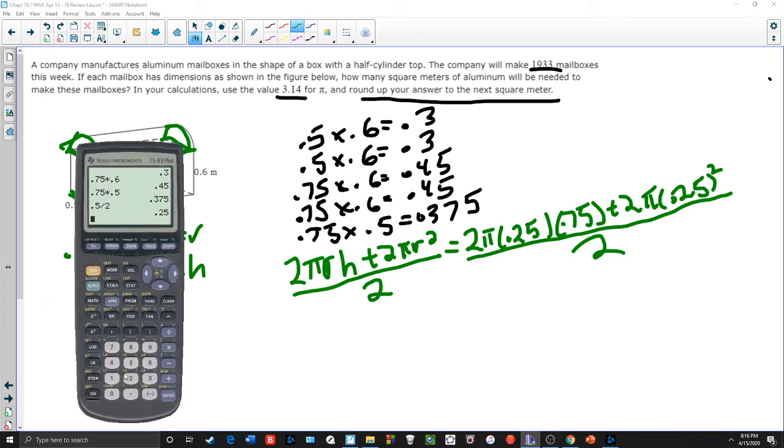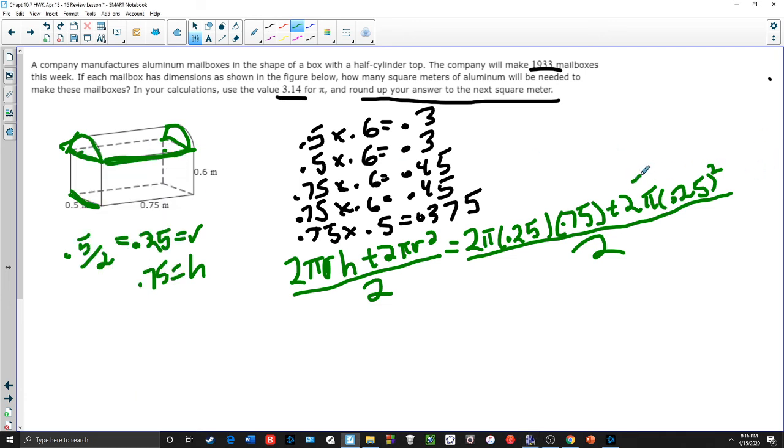So let's go ahead and figure this out. It says use 3.14 for pi, so that's what I'm going to make sure I do. So 2 times 3.14 times 0.25 times 0.75. That gets me that, plus parentheses 2 times 3.14 times whatever 0.25 squared is. And we get that all divided by 2. And we get 0.785.